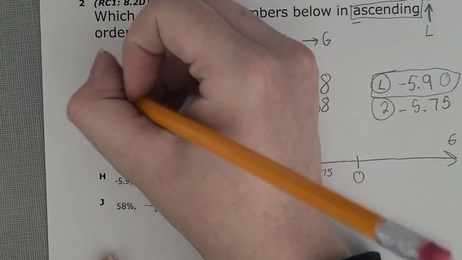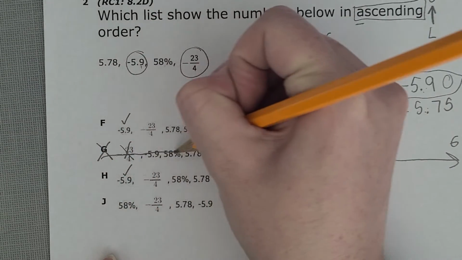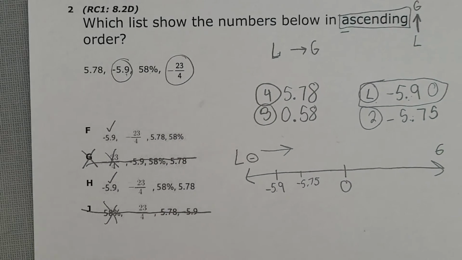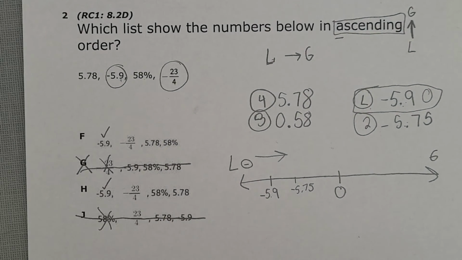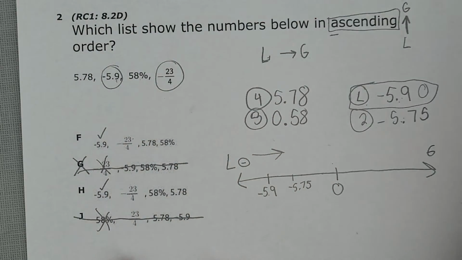So I know it could either be F or H. I know it's not G, okay? So I'm gonna draw a line through it, and I know it's not J. All right, neither of those match. All right, next they agree that we have that other negative fraction over here. Okay, we agree.